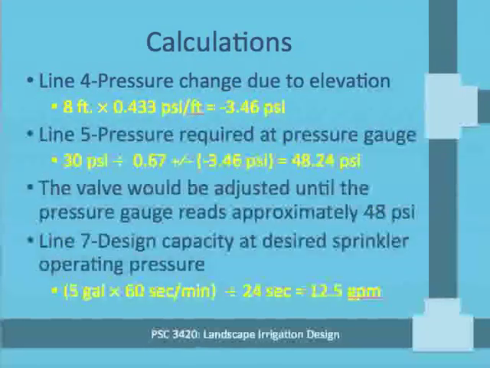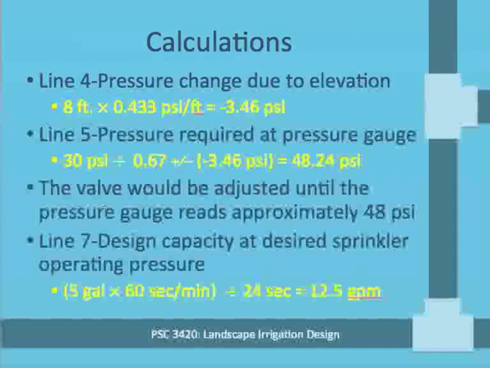In line 4, the pressure change due to elevation is determined, and that's calculated just the same way we've been doing it all along. So taking our elevation change, multiplying it by our constant, ending up with a change of 3.46 psi. The next calculation takes the desired 30 psi and divides it by another constant of 0.67. What this constant does is it accounts for pressure loss from the point of connection to the last head due to friction, loss through pipe and valves and so on.